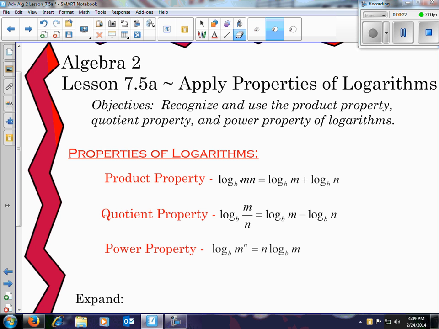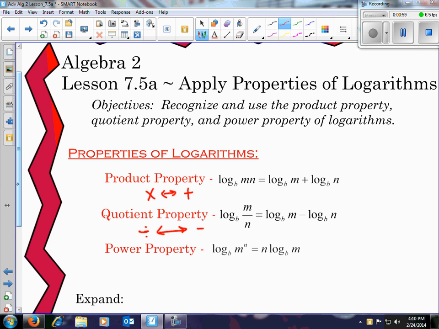If I have log base b of m times n, that is the same as log base b of m plus log base b of n. So in other words, my multiplication and my addition work together and switch back and forth. Same thing with quotient property. If I have log base b of m divided by n, it is the same as log base b of m minus log base b of n. So again, we can switch back and forth between division and subtraction.